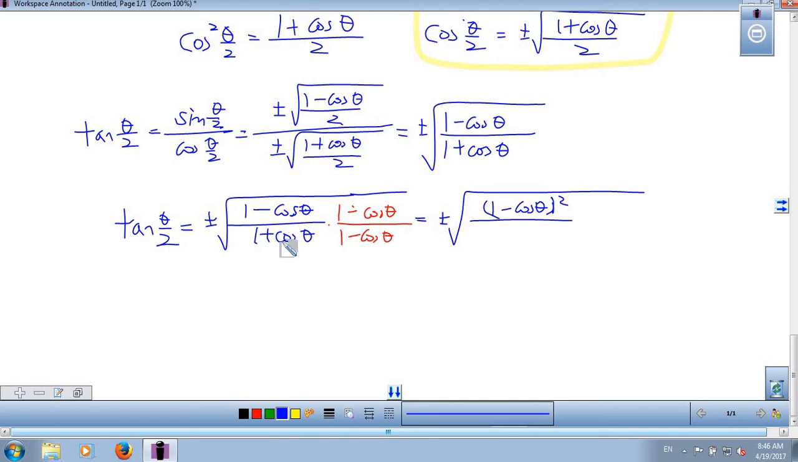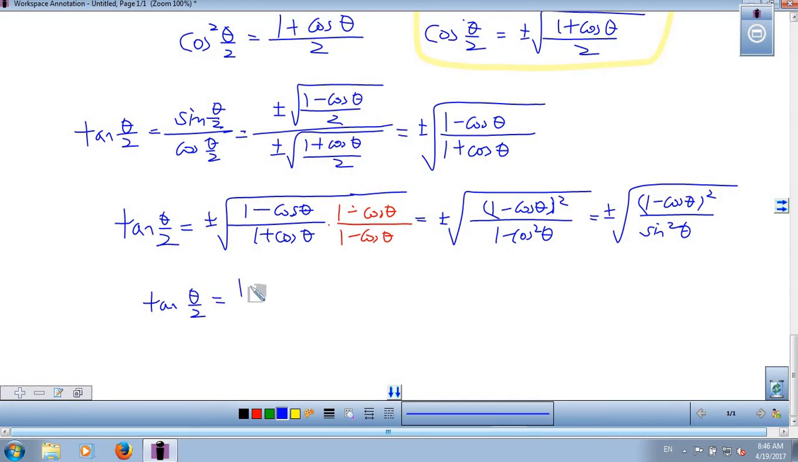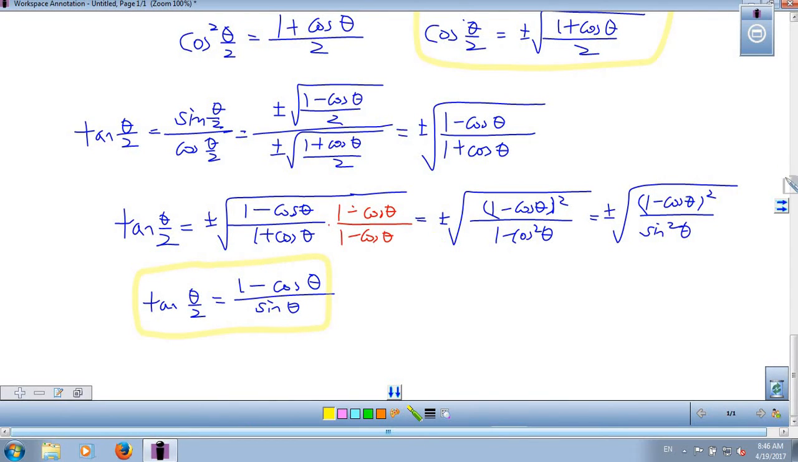Now the denominator is 1 minus cosine squared theta, right? Now we recognize that is equal to sine squared theta. And the numerator is 1 minus cosine theta quantity squared. So we can actually take the square root, and it will be 1 minus cosine theta over sine theta. So this is another very useful expression for tangent of theta over 2.